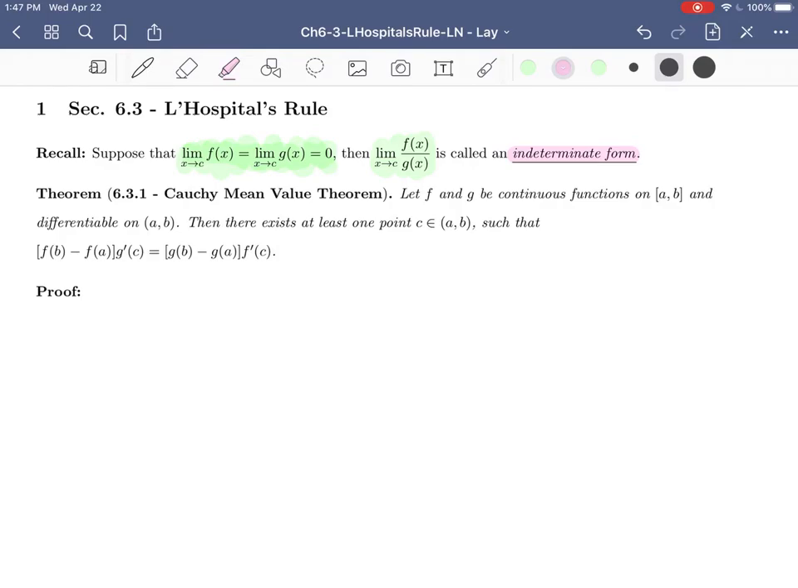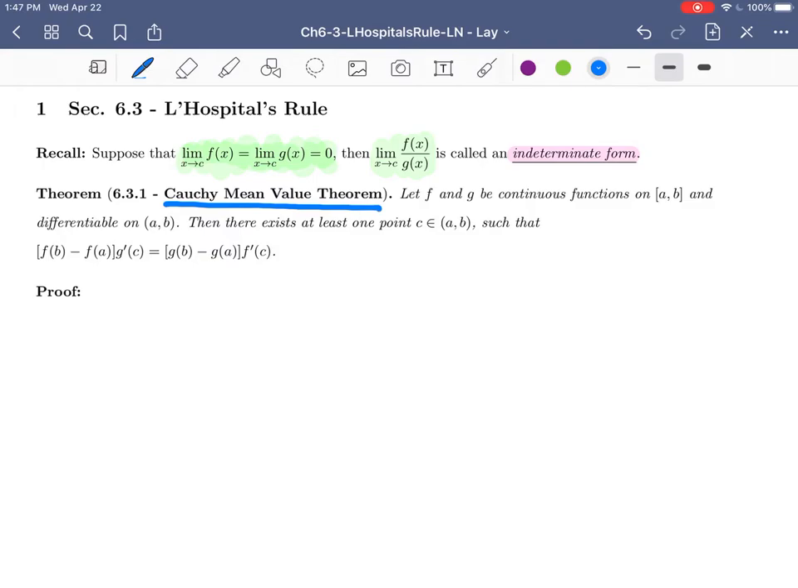We know from our calculus days that we can maybe apply L'Hopital's rule here. However, why does L'Hopital's rule work? We need to establish that. We need to make sure that we believe that it's true. And so to do that, we are going to look at and establish the Cauchy mean value theorem that will be used in the proof of L'Hopital's rule.